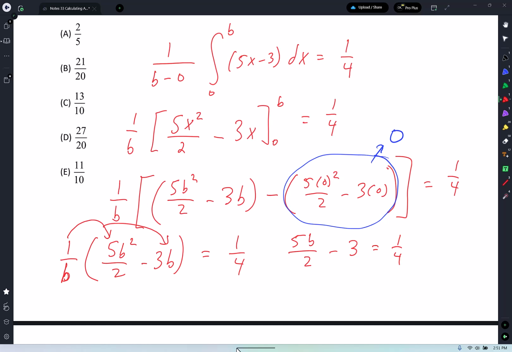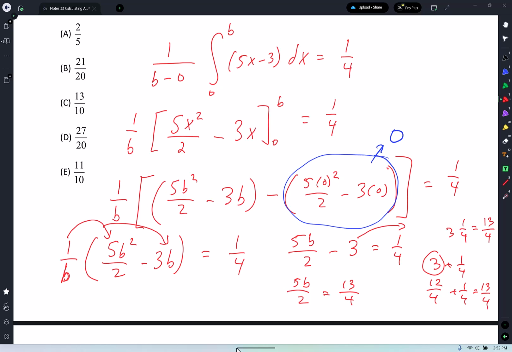All right, next, move the 3 to the other side. Look, it's just algebra. 5b over 2 equals 3 plus 1/4. 3 times 4 is 12. This is 13 over 4, but if you don't like that, you can have done this. 3 plus 1/4, guys. 3, multiply that by 4, so that's 12 over 4 plus 1/4. So that's your 13 over 4 if you don't like that.